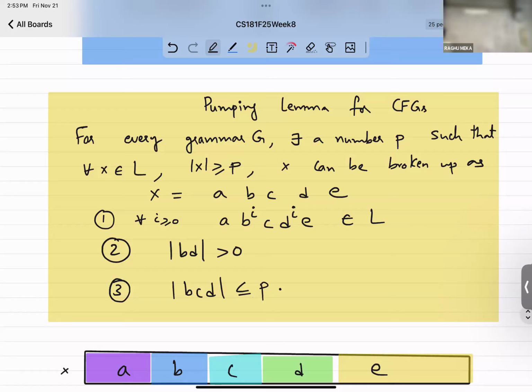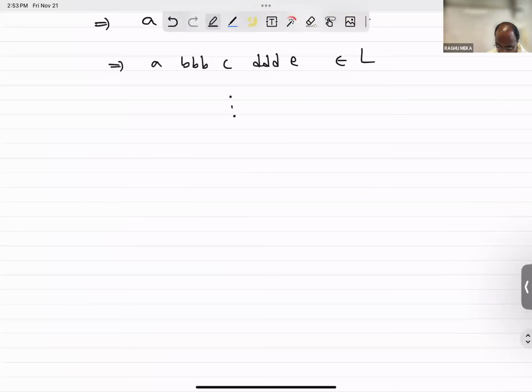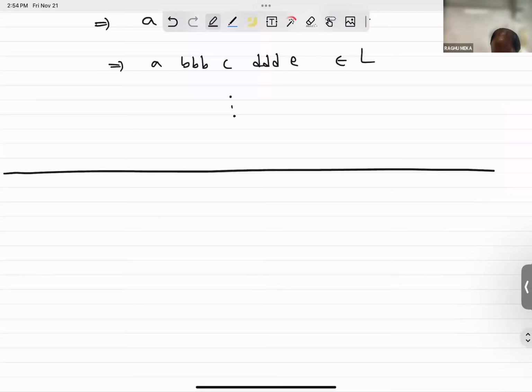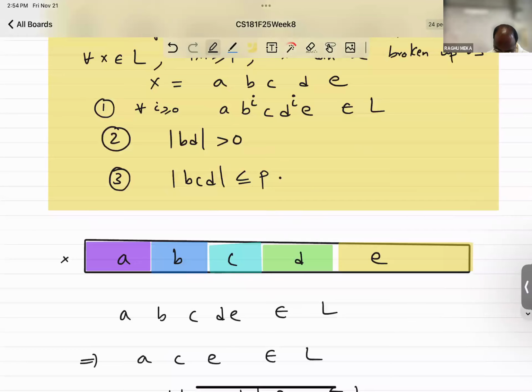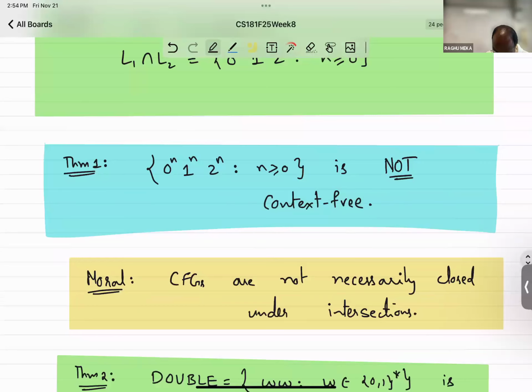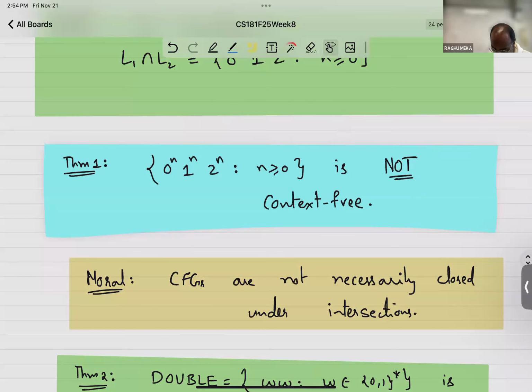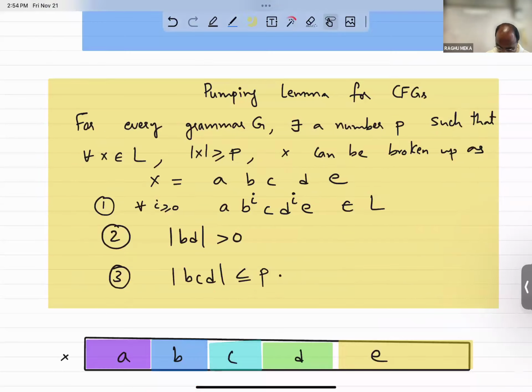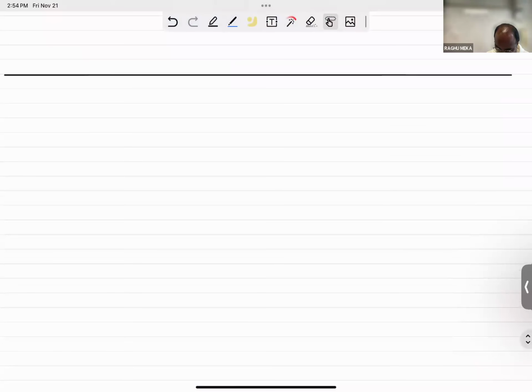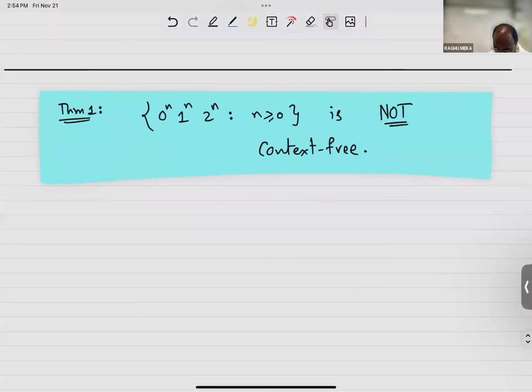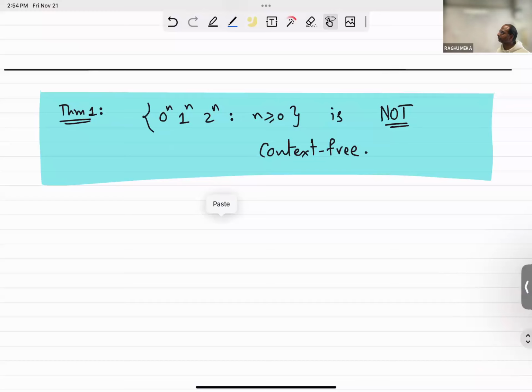All right, so this is the pumping lemma. And now let's see how to use it. Let's use this to show our first surprising thing. It's surprising not just because I found a language which is not context free, but because it's the intersection of two simple languages which were context free.